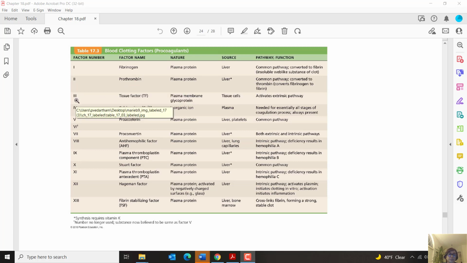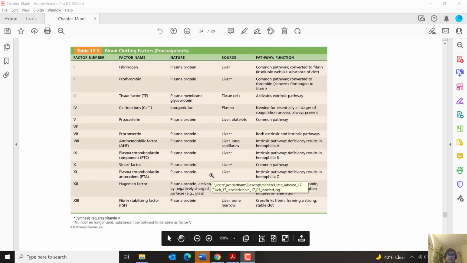Tissue factor, that's number 3, calcium ions, proaccelerin, proconvertin, anti-hemophilic factor, plasma thromboplastin component, Stewart factor, plasma thromboplastin antecedent, Hageman factor, and fibrin stabilizing factor. So these are the 12 factors, and good news, you don't have to memorize any of these. I'm going to talk about intrinsic and extrinsic pathways, and you really don't have to go deep into that, so don't worry about that.